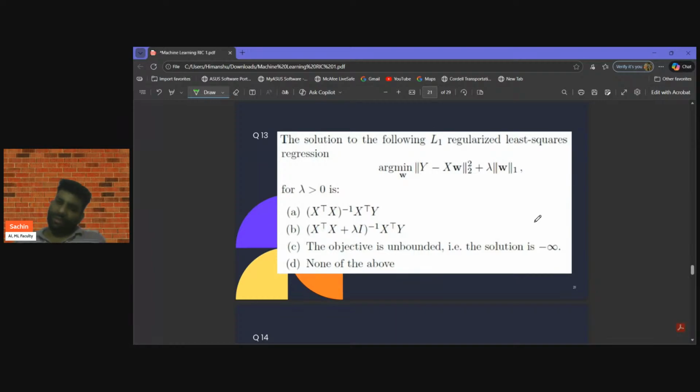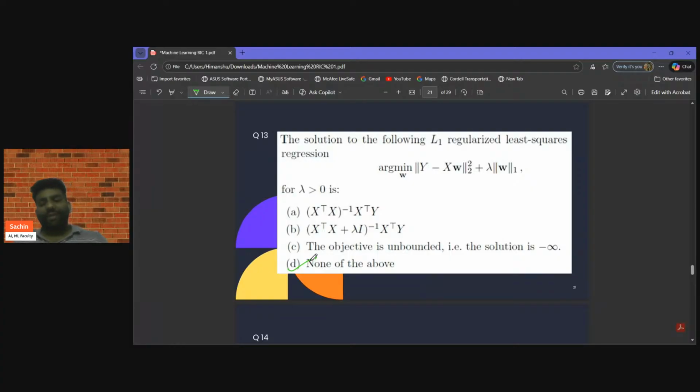A is generally for the simple linear regression. B is for L2 regression. What about the C option? The objective is unbounded. Is it? No. We can always limit it up. Okay. So the answer to this is going to be simply D. I hope you're able to relate what I'm talking about. If not, you can always comment and understand what exactly is the correct reason for this particular option.